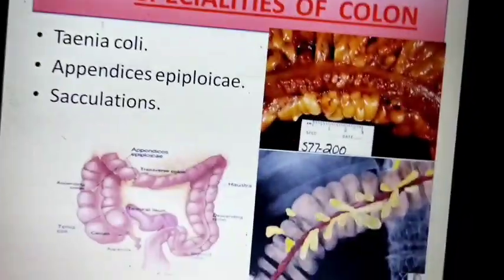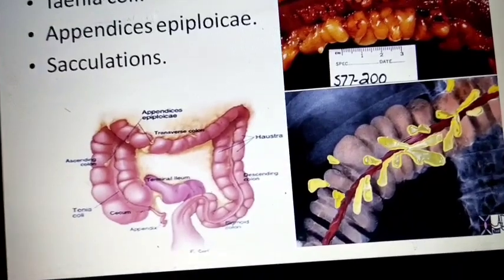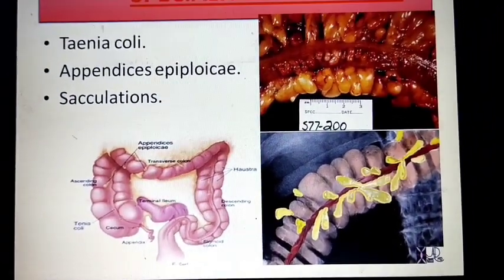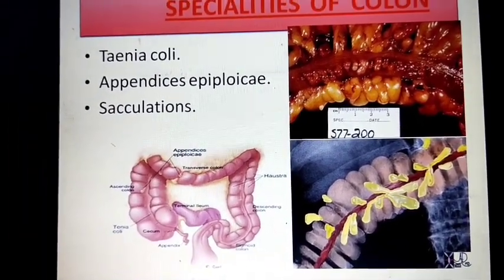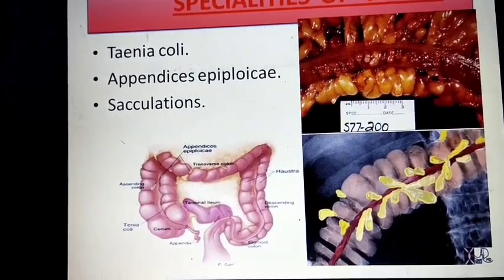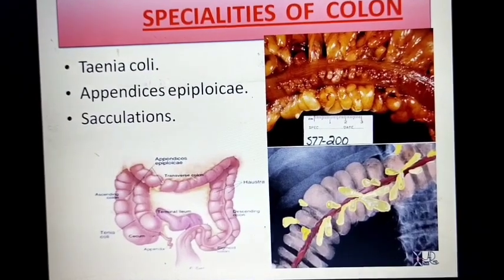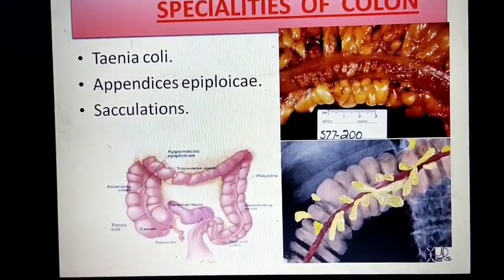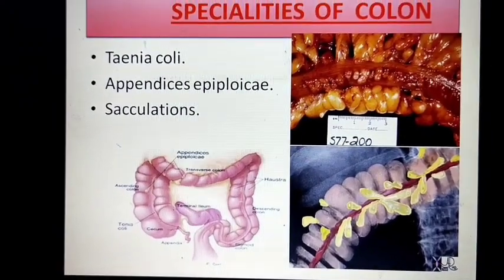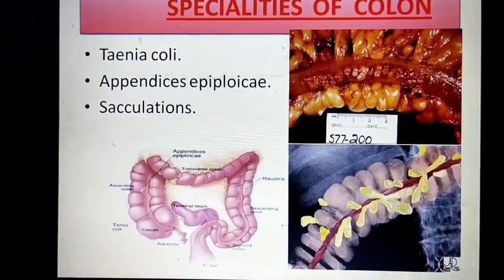Then some specialities or cardinal features of a large intestine. You can see one is the tinea coli. Second one is the appendices epiploicae, and third is sacculations or haustrations. Tinea coli is from the Latin word tinea, which means ribbon-like. Tinea coli are ribbon-like structures or bands, mainly made by the longitudinal muscles of a large intestine.